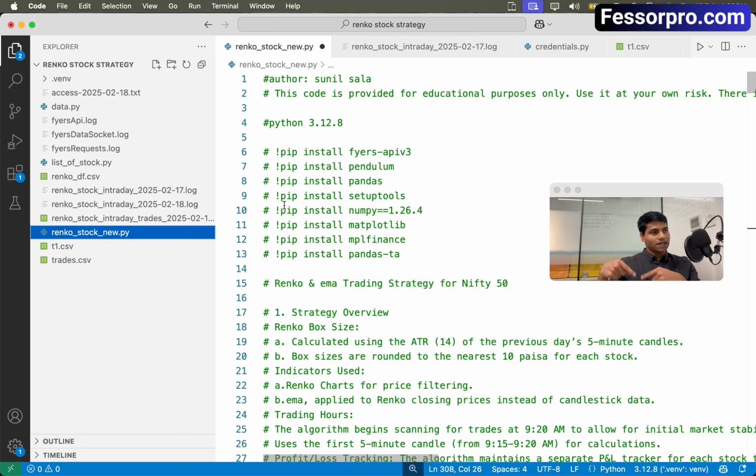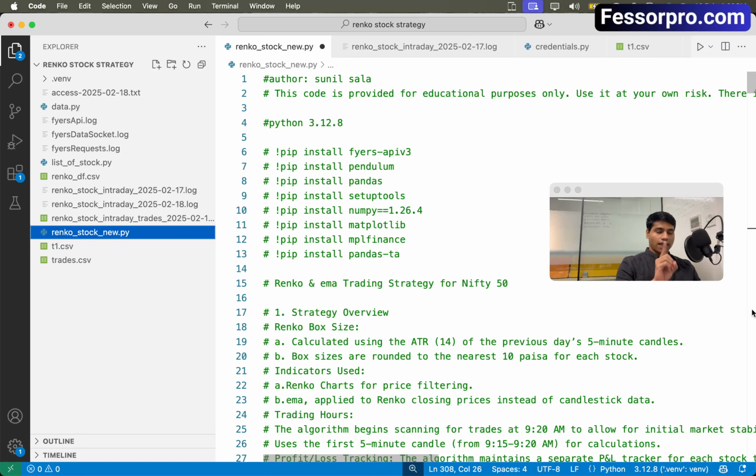But if you delete that pickle file and then run the code, it will start from scratch. It will think as if nothing has happened. It will look for the condition, it will look for the trades. If the condition is satisfied, it will take the trade and do whatever it is supposed to do. It will not have any historic information with it.